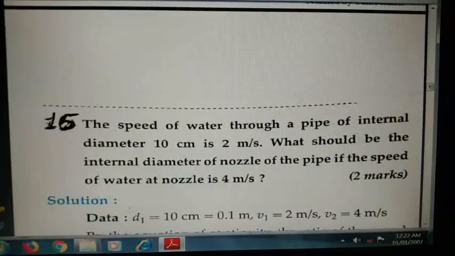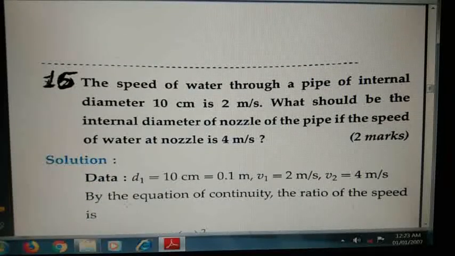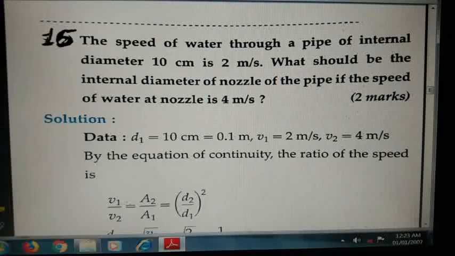Now, next problem number 15. The speed of water through a pipe of internal diameter 10 cm is 2 meter per second. What should be the internal diameter of the nozzle of the pipe if the speed of water at the nozzle is 4 meter per second? This question can be asked for the board exam for 2 marks. Now, what are given here? Here D1 is given, that means the diameter is given as 10 cm. When we convert 10 cm into meter, it is equal to 10 divided by 100, so it is equal to 0.1 meter.